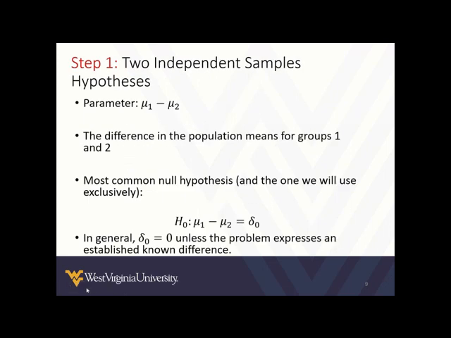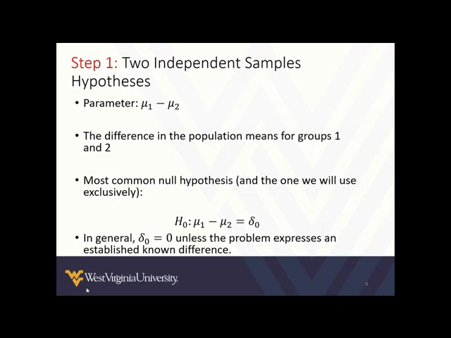Now let's also consider writing our hypothesis, still looking at step 1. Our parameter of interest will be mu1 minus mu2. That is the difference of population average 1 minus population average 2. Most commonly, our null hypothesis will be written as mu1 minus mu2 equals some delta naught. In general, for this class, delta naught will be equal to 0. The only exception is if the problem expresses an established known difference.